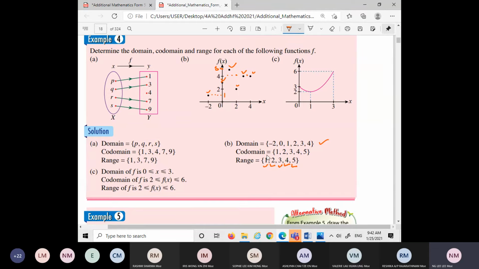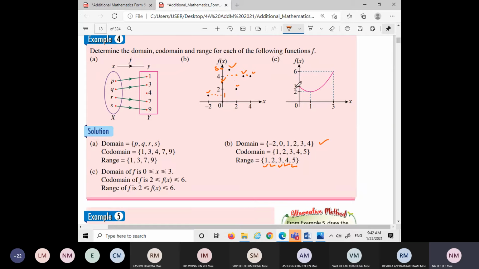Look at C, the same thing. The range and the codomain are the same. Only this type of question will have the range and the codomain slightly different, because there is a number in the set Y that is not matched with an object. But for these two types, you cannot see the difference between the codomain and the range.